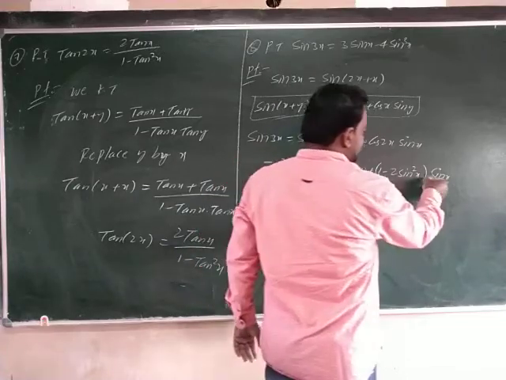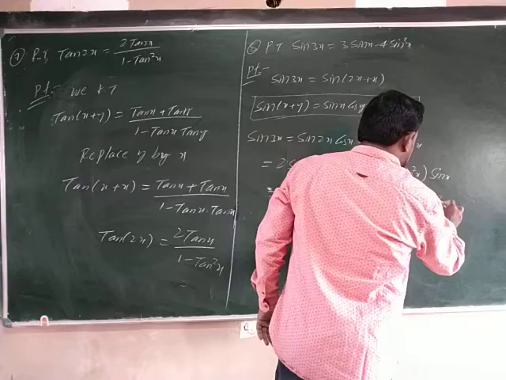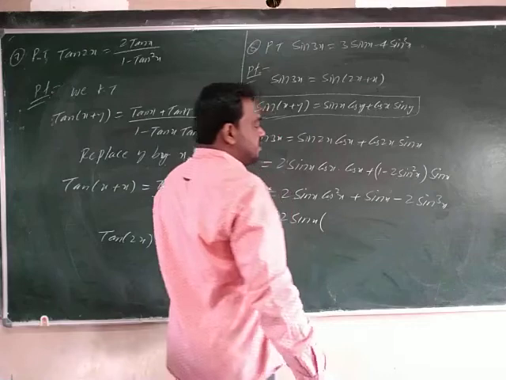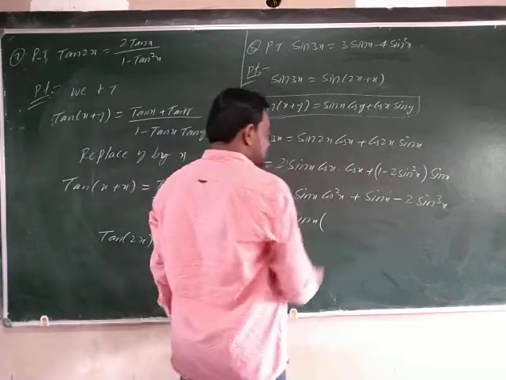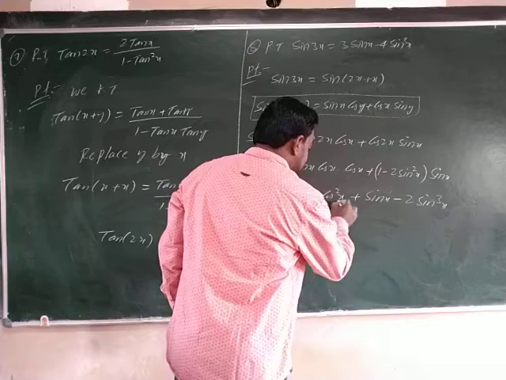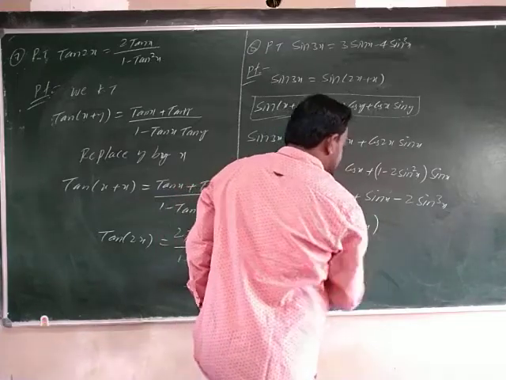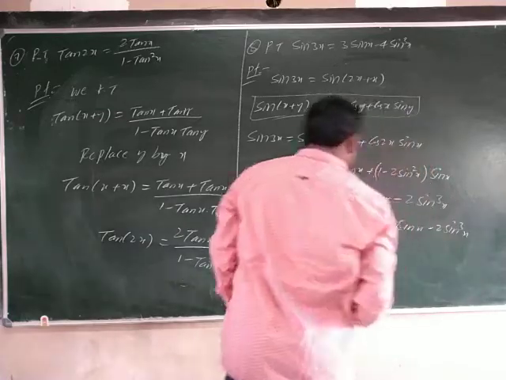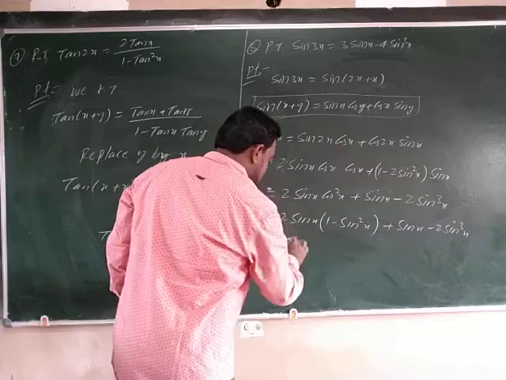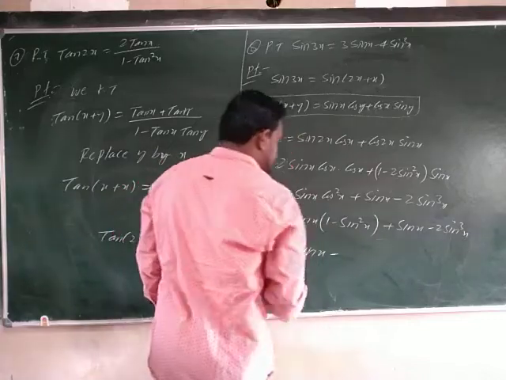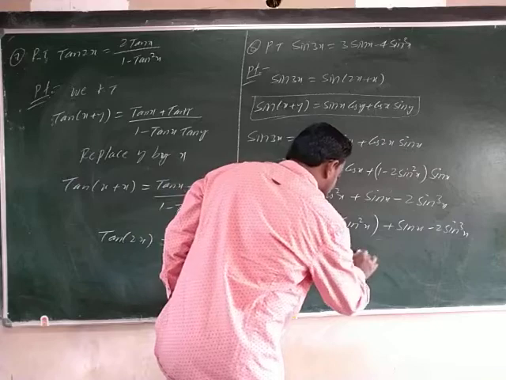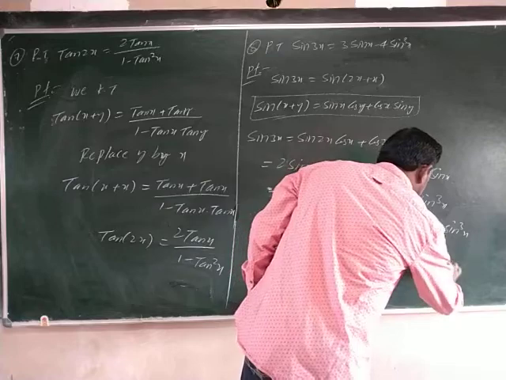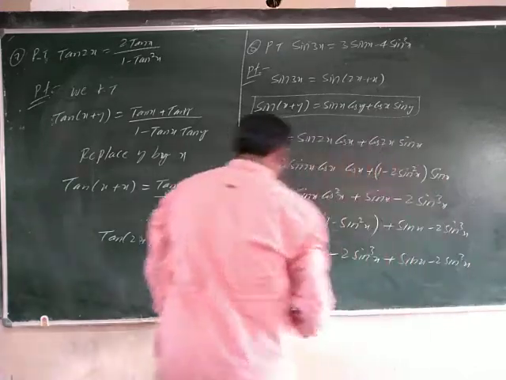minus 2 sin square x into sin x. Two sin x cos square x, where cos square x is equal to 1 minus sin square x, plus sin x minus 2 sin cube x. Now multiply: 2 sin x into 1, 2 sin x minus 2 sin x into sin square x, 2 sin cube x, plus sin x minus 2 sin cube x.